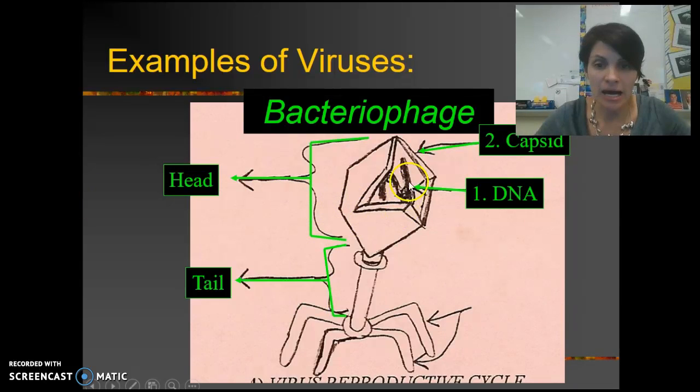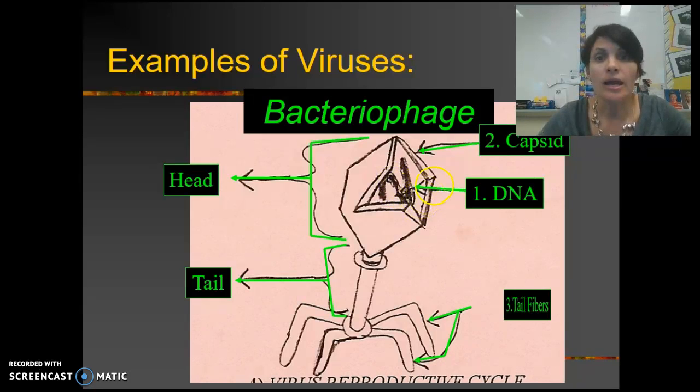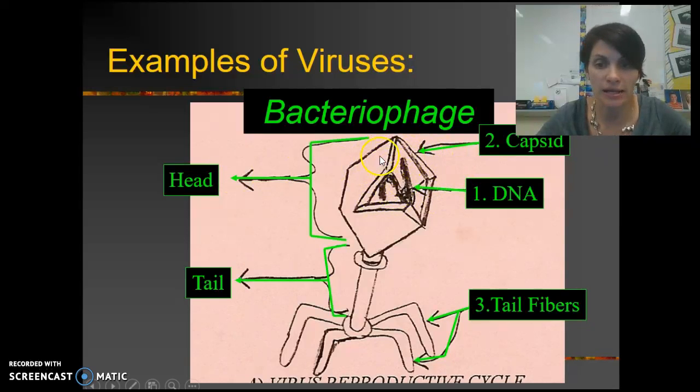Number one, inside, so find the number one on your paper. Inside is DNA, so that's the nucleic acid. Remember, it's either DNA or RNA. In this case, bacteriophages have DNA. Number two is the capsid. That's the outside protein coating. So this virus has protein and DNA. That's it. There's no cytoplasm, there's no mitochondria, nothing like that. Remember, it's not a cell. So it is a protein coat, protein on the outside, DNA on the inside.